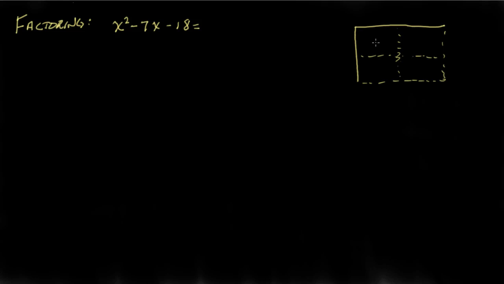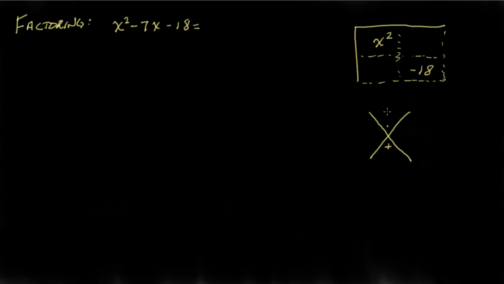Nothing hard about putting the x squared in here. Nothing hard about putting the negative 18 in here. But what we need to do now is find two numbers that add up to negative 7 so that the product of those two numbers is going to give me, in this case, negative 18. So what I'm going to look for, and a little visual that I use for this, is I'll draw a little x, and I'll take two numbers.